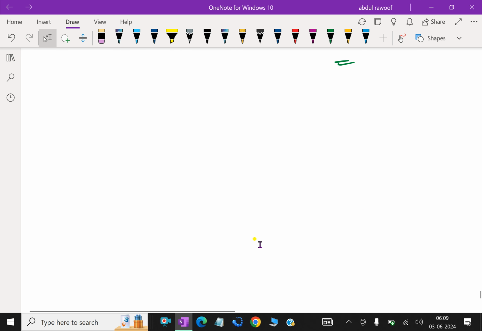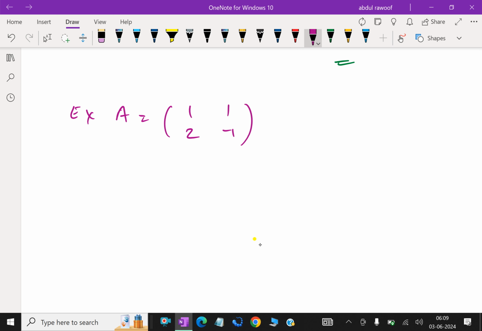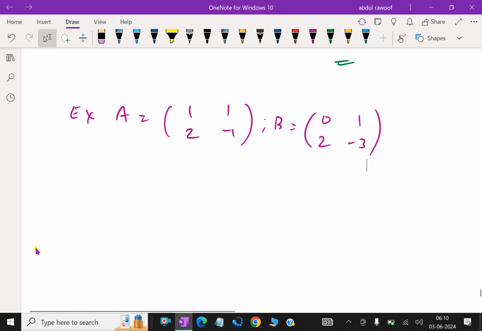Next question. A and B are given. Suppose A is [1 1; 2 -1]. B is given as [0 3 0; 1 2 -3]. Here, two matrices are given. Find in the simplest form A inverse.